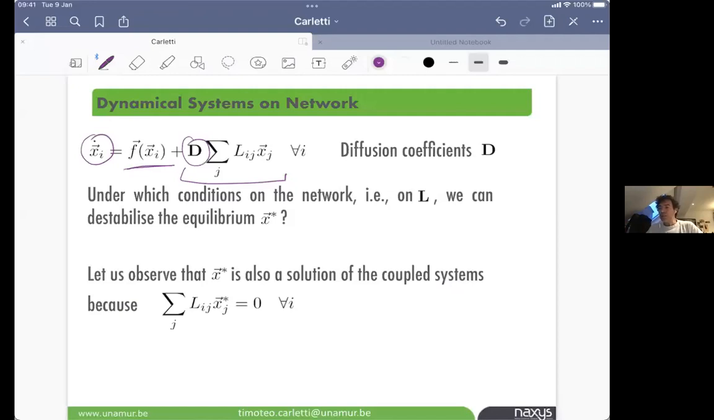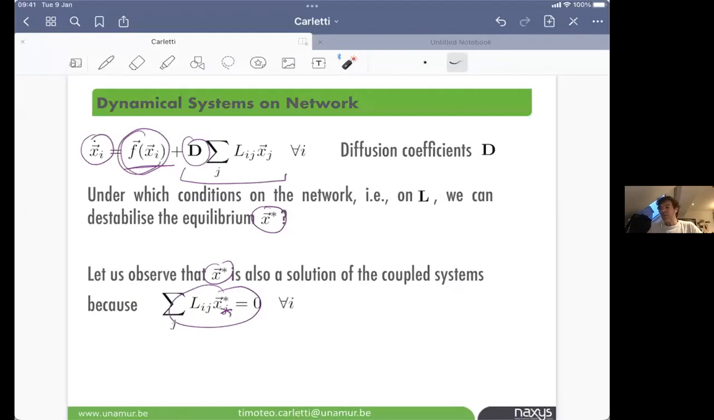You know that X star is a solution of the isolated system. You can see that X star is also a solution of the coupled system, because if you put X star in this equation, we showed in the previous slide that L sums to 0. Here I put the index j, but indeed this is a constant because all the nodes have the same concentration, and so this is 0. So this means that X star is also a solution of the coupled system.